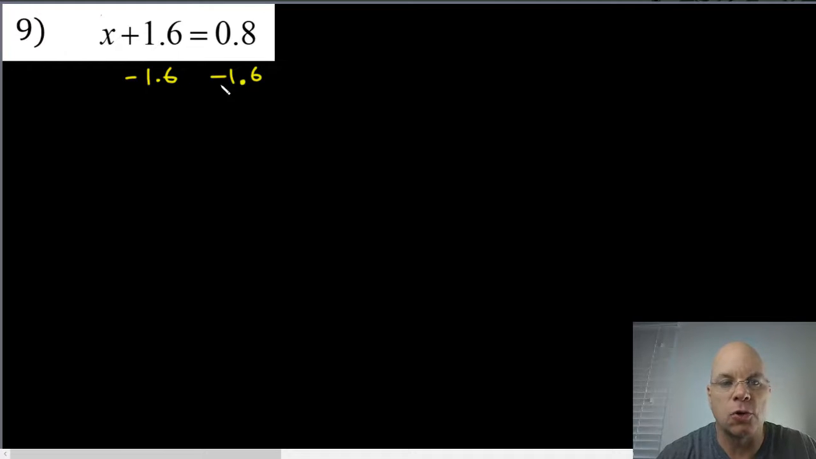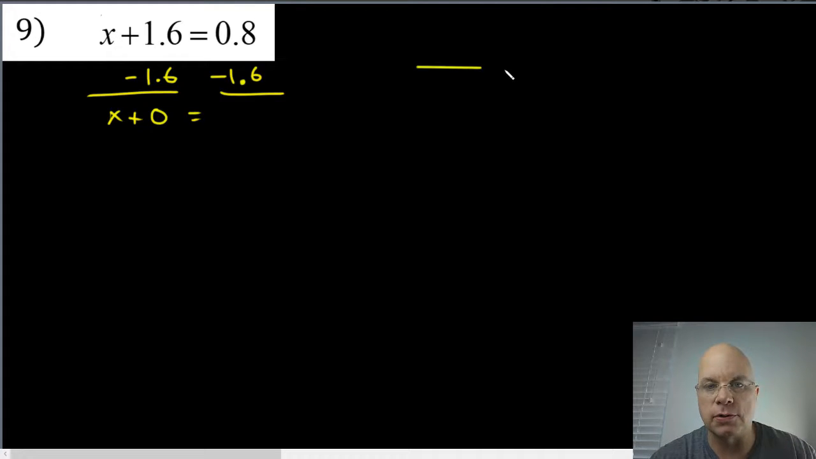Now, unlike last night's homework, you don't need to cite the property and create a proof, but I will talk about what each property is, and this is the property of equality since we're doing the same thing to both sides of this equation. 1.6 minus 1.6 is 0, so we have x plus 0 is equal to whatever this difference is.